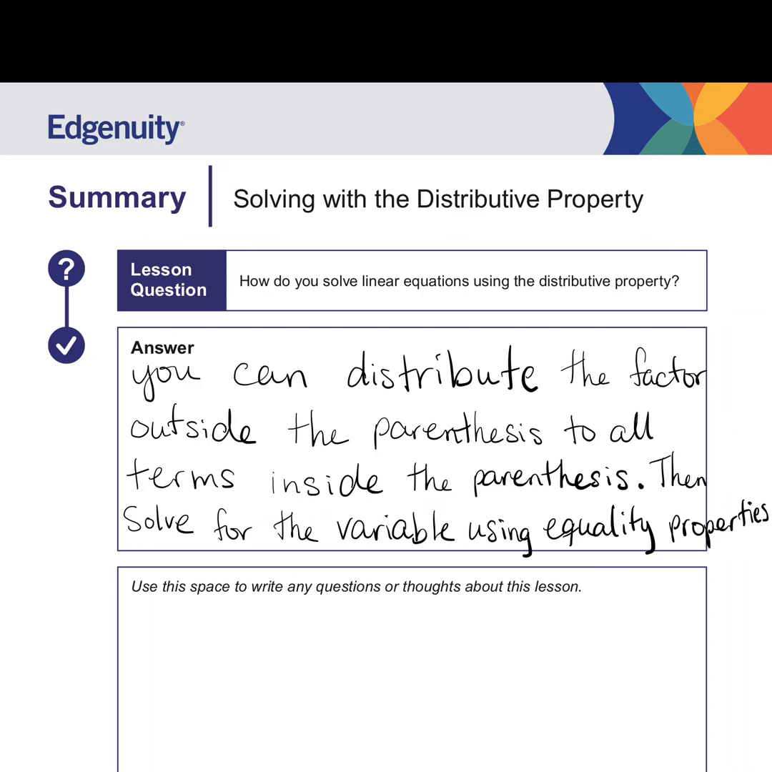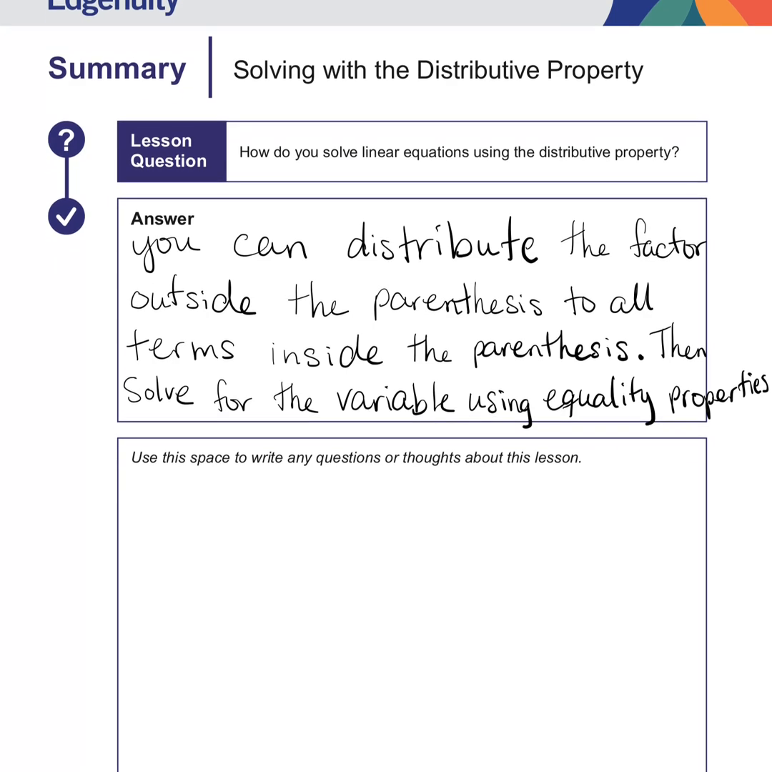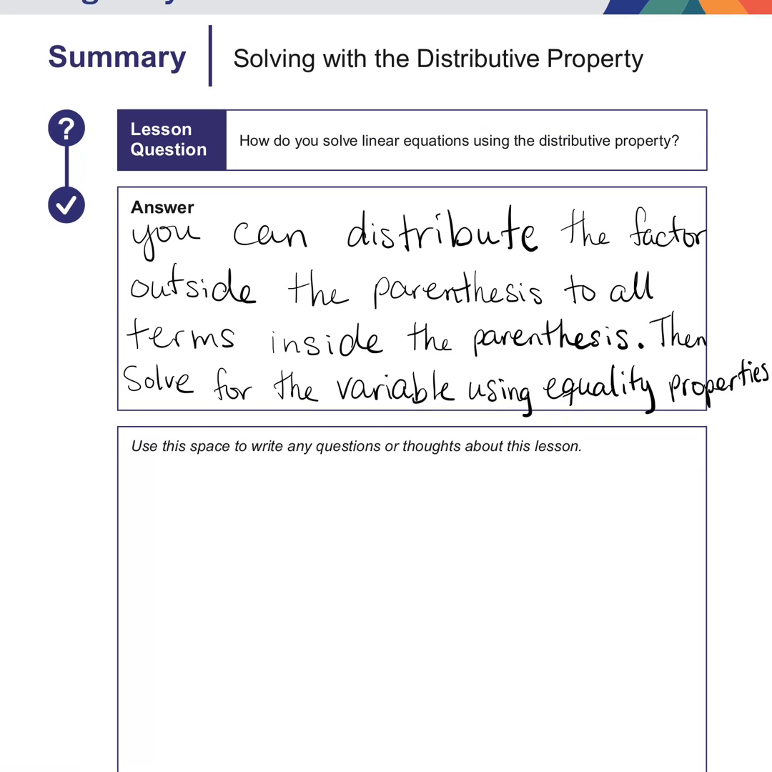And that's it for distributive property. So how do you solve linear equations using the distributive property? You can distribute the factor outside the parentheses to all terms inside. So remember, it's outside to inside. Then solve for the variable using equality properties, which are all things that we've already done before, all right?